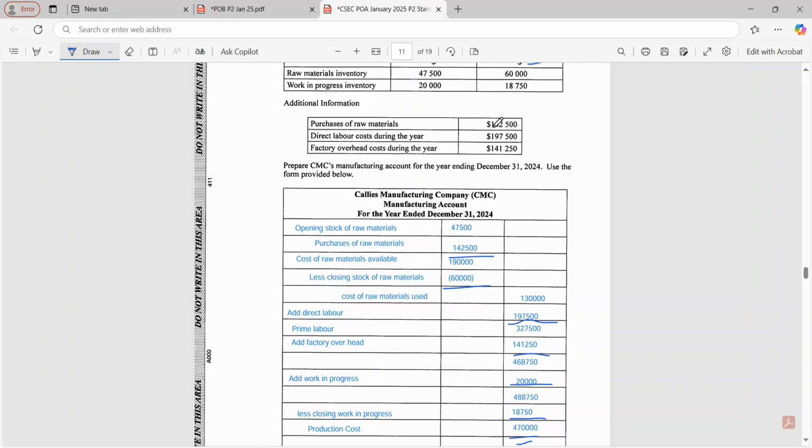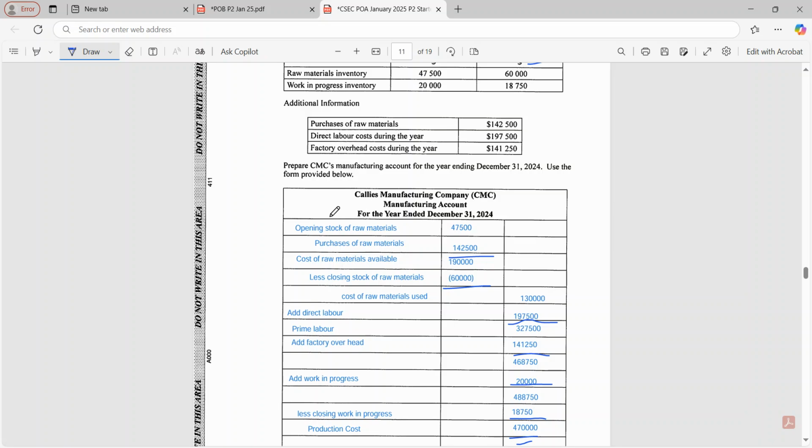Purchases of raw material, 142,500. Direct labor costs during the year, 197,500. And factory overhead costs during the year is 141,250. We're supposed to prepare CMC's manufacturing account for the year ending December 31, 2024 using the form provided below.